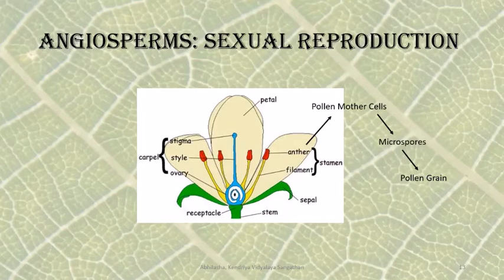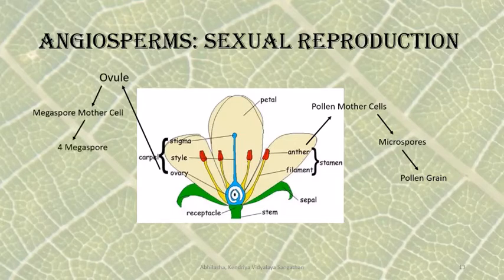The female reproductive organ is the pistil. It has 3 parts. From the top, the stigma, the style, and the base is the swollen part known as the ovary. The ovary contains the ovule. In the ovule, one cell specializes as the megaspore mother cell. This undergoes meiosis to form 4 megaspores. Of this, again 3 degenerate and the remaining 1 develops into the embryo sac.